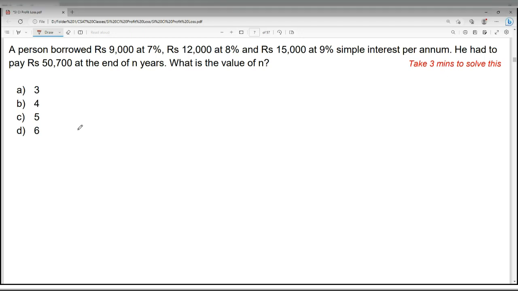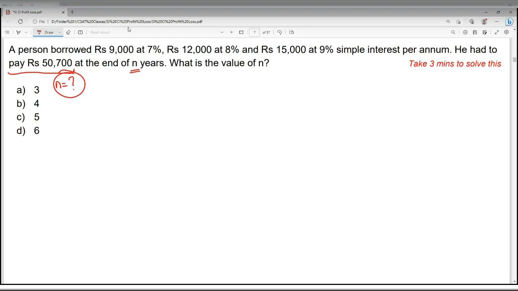Okay, we'll see how to go about this question. What they're saying is a person borrowed 9,000 rupees at 7%, 12,000 rupees at 8%, 15,000 at 9% simple interest per annum. He had to pay 50,700 at the end of n years. What is the value of n? So he has borrowed some money for n years, and we have to calculate n here. And finally, he has to repay 50,700. The total amount that he has to repay is 50,700.